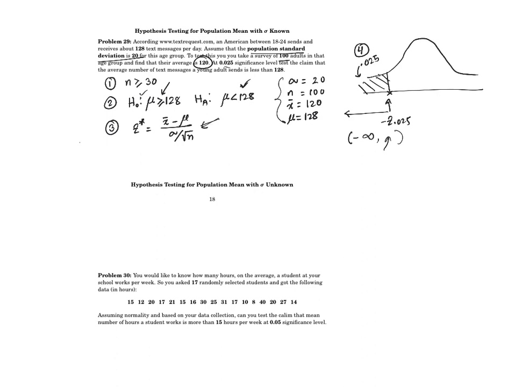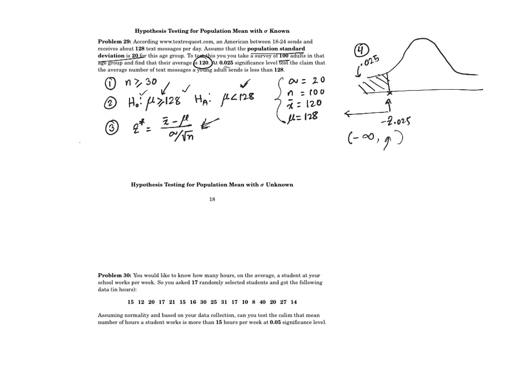Now this test statistic, if it does fall in the critical region, then you will reject the null hypothesis that average is greater than or equal to 128. If it does not fall in the critical region, you do not reject the null hypothesis. So these are the two scenarios.